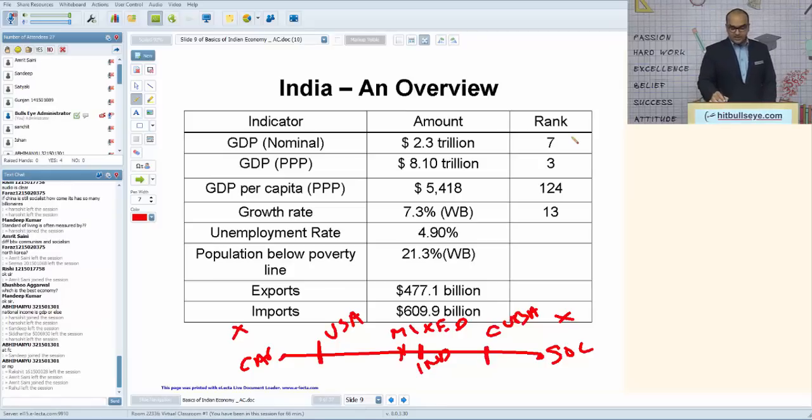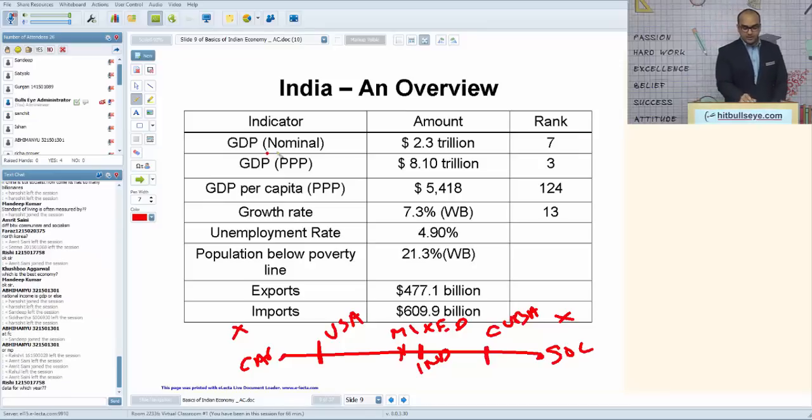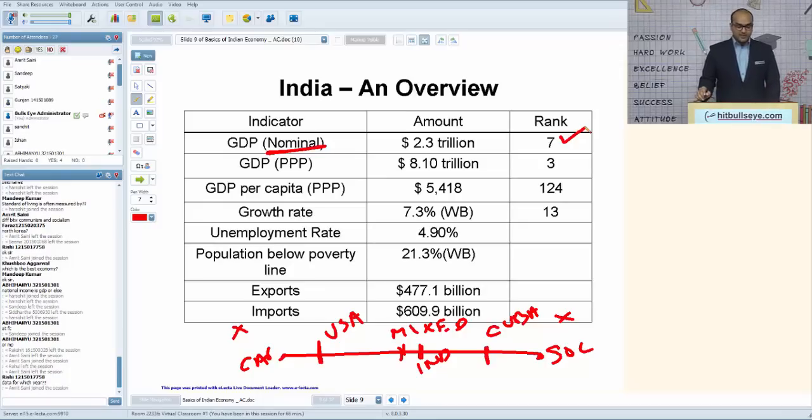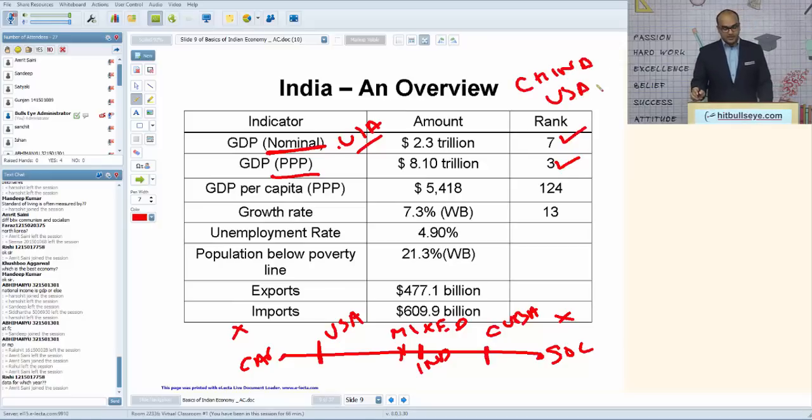So of course, India, as you know, is an emerging economy. When you talk about nominal GDP, we are ranked 7th in the world. And the top economy as far as nominal GDP is concerned is USA. However, when you talk about GDP calculated at PPP, India ranks 3rd. And in this case, China tops, followed by USA, and then of course we have India.